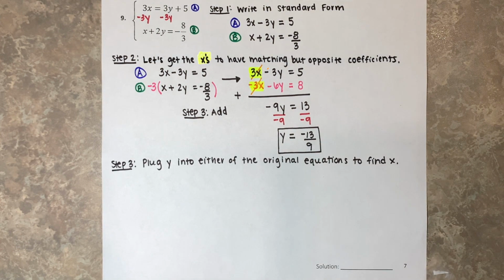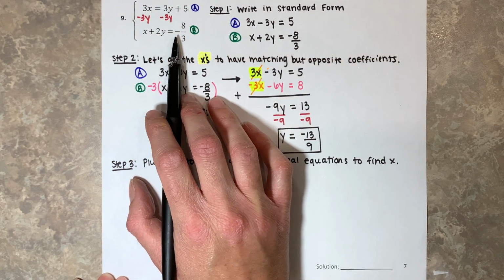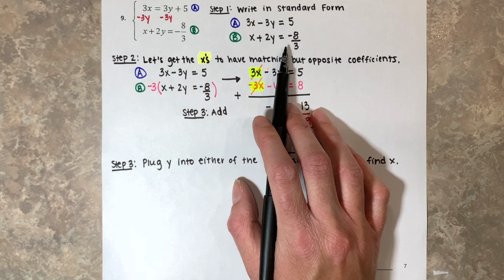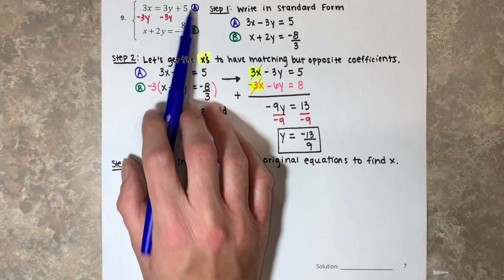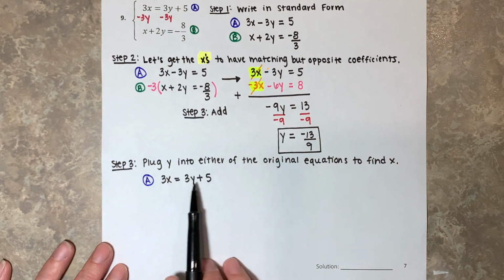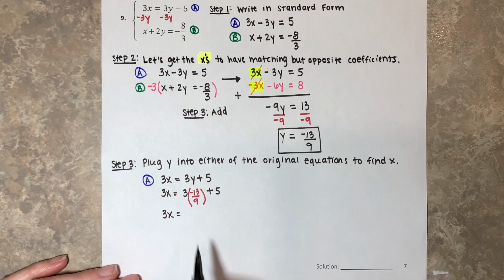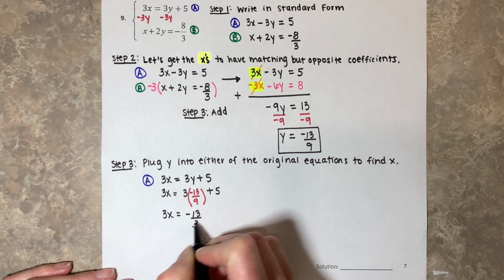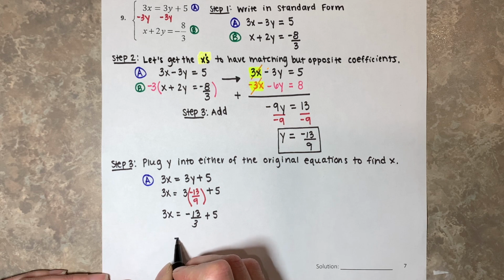Now we found one variable, y in this case. So for step 3, we're going to plug y into either of the original equations to find x. And technically you could plug y into this equation, or one of the equations written in standard form. Any of them will work. I'm going to go ahead and plug y into the original equation A. So I've copied down equation A, and I'm going to go ahead and plug in -13/9 for y. And now let's solve for x. We'll start by bringing down the 3x. And if you take 3 times -13/9, that will give you -13/3. And then if you take -13/3 plus 5, that will give us 2/3.